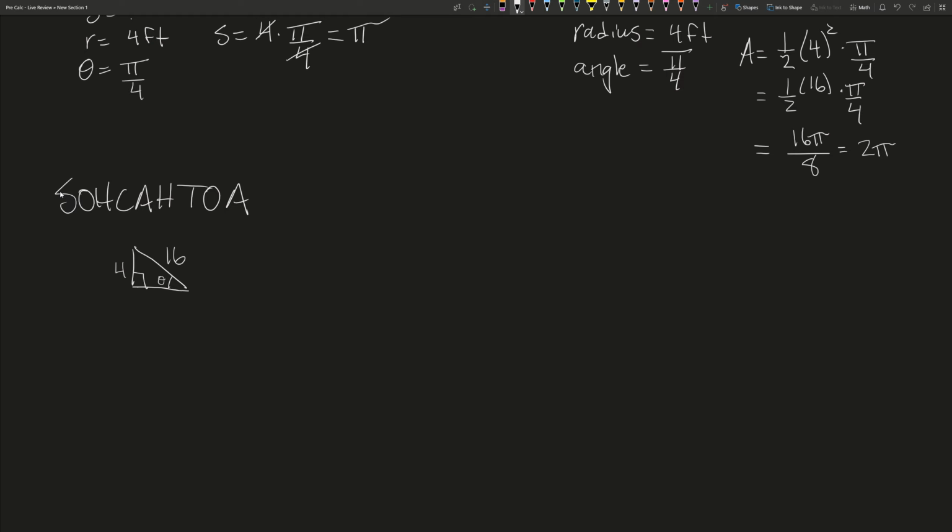of cosine. Well, let's say sine. So say we're trying to find the sine of theta. Sine is always going to be opposite over hypotenuse. So the opposite of angle theta is 4. The hypotenuse is 16. So it's just 1/4.